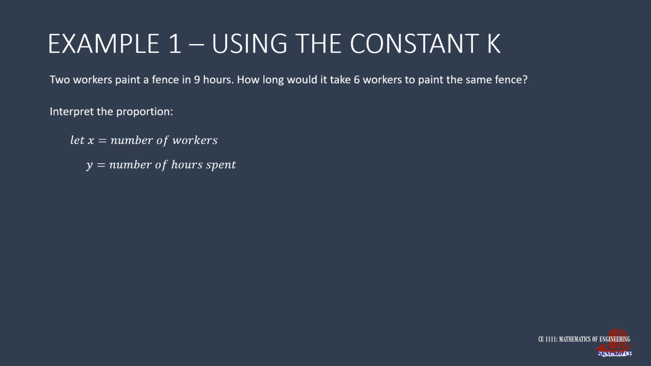Analyzing the situation, we can say that more workers painting the fence will finish the job earlier, so the quantities are inversely related. That is, y is inversely proportional to x. This is then transformed into equality by integrating k in the equation. When there are 2 workers, the hours to complete the job is 9. Place these values in the equation for k. So we have k as 2 times 9, or 18. So the relative equation for the situation is y equals 18 over x.